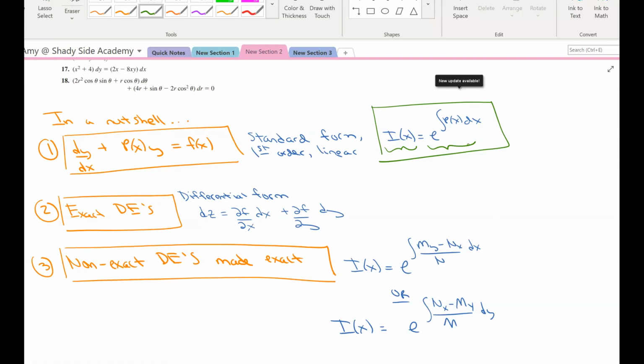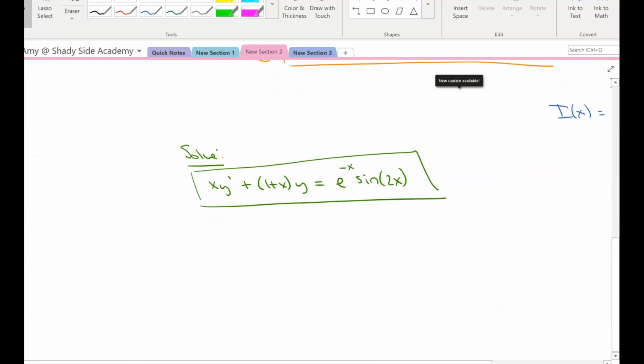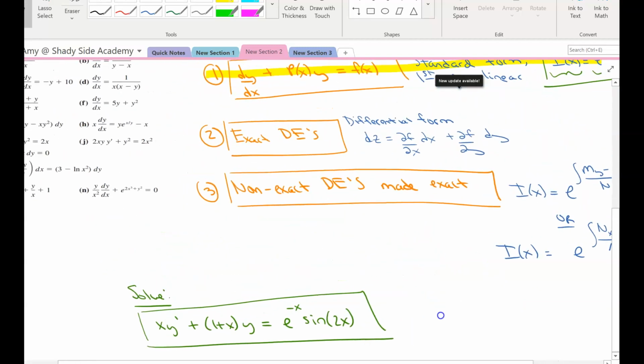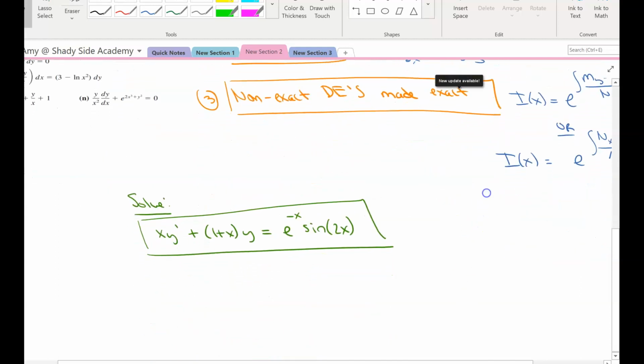So let's do an example of method number 1 together right here. Let's just review that. I wrote this question down here. Here we have a differential equation, and it is absolutely in the simplest form of a differential equation, which is first order linear. You'll notice it says x y prime, and if that bothers you, you can rewrite this as x dy dx plus 1 plus x times y equals e to the negative x sine of 2x.